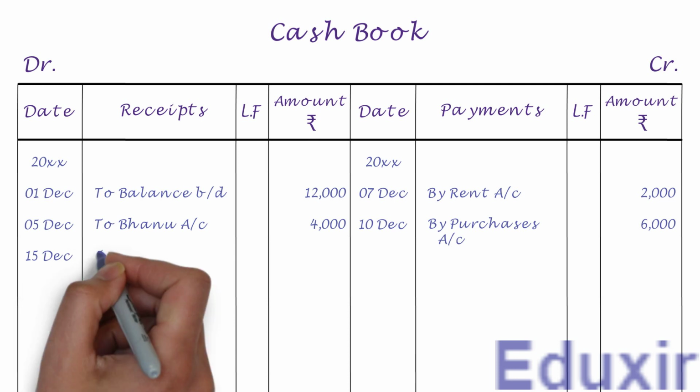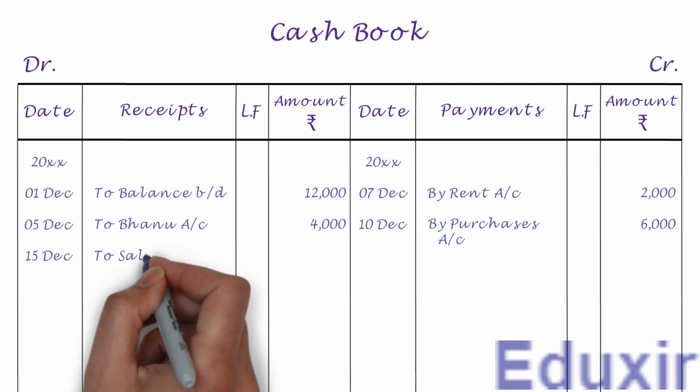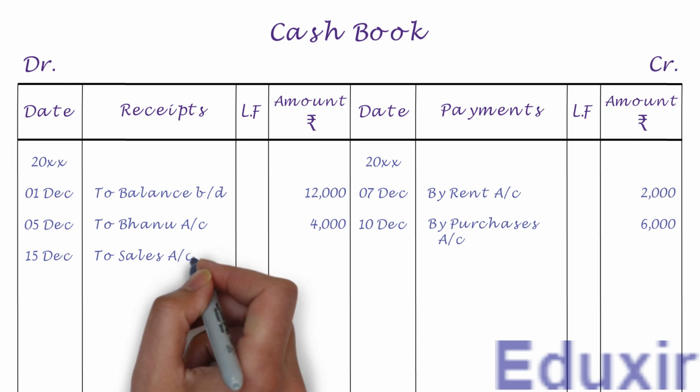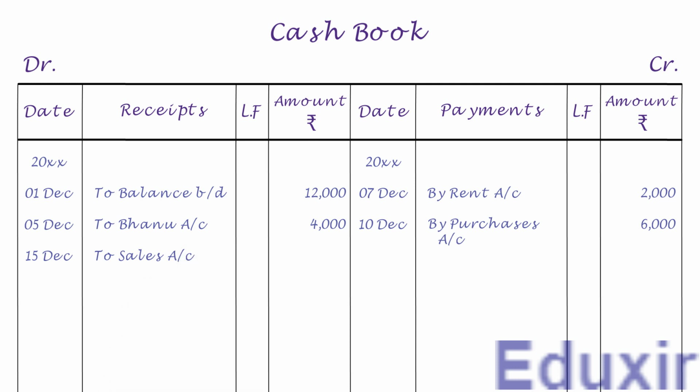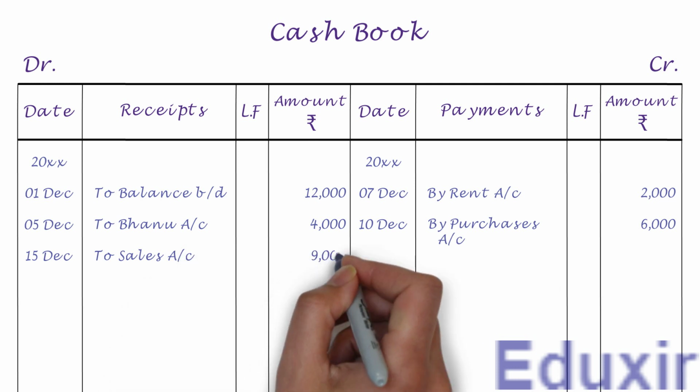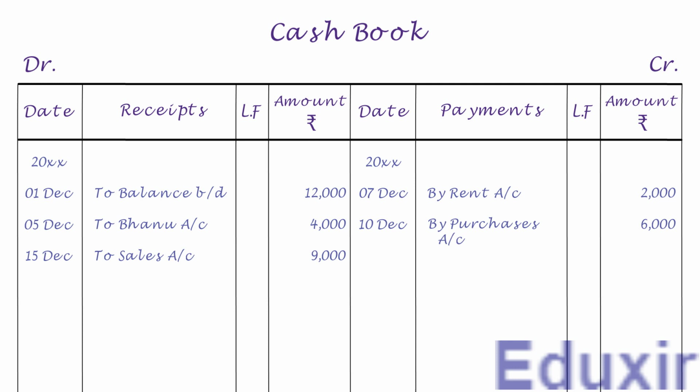Let us then record the sales account in the receipts column. Let us then record the debit amount of 9,000 rupees in the amount column. With that, we have completed the posting of this transaction into the cash book. Let us now take up the next transaction.